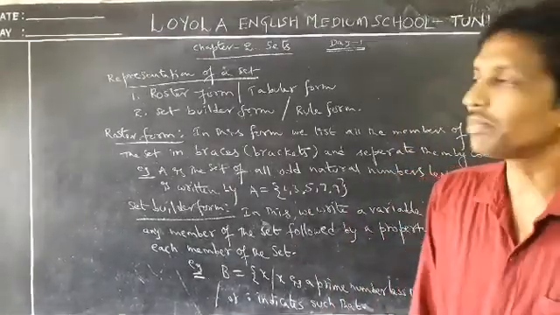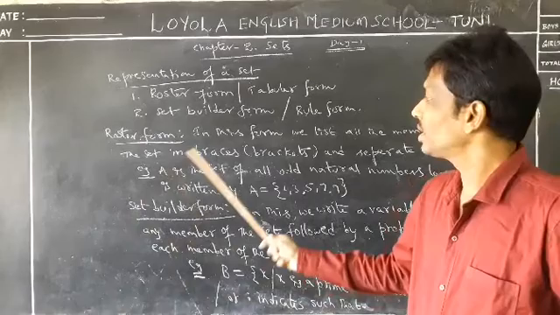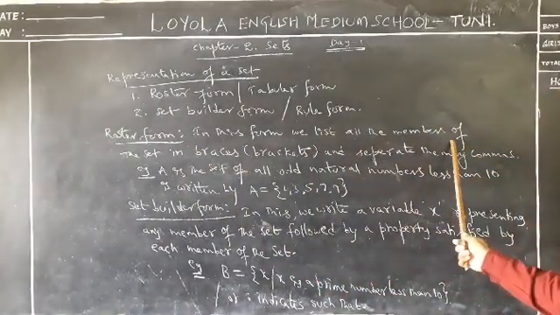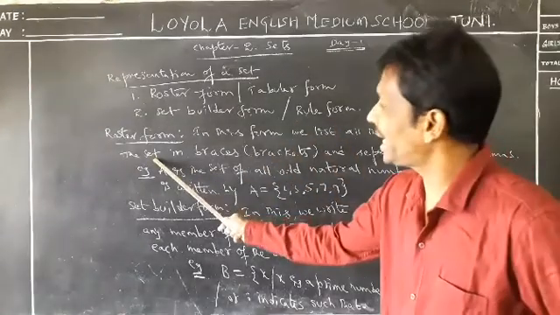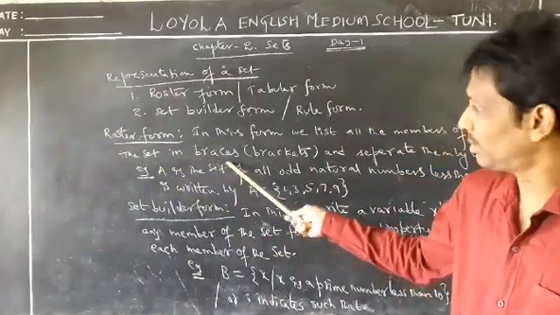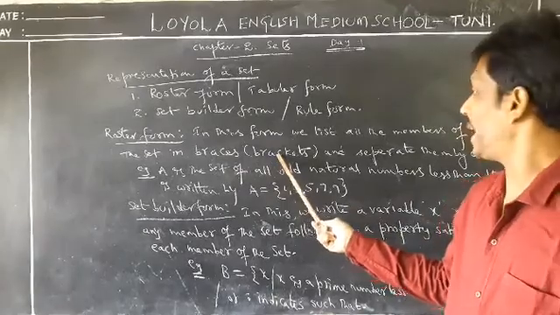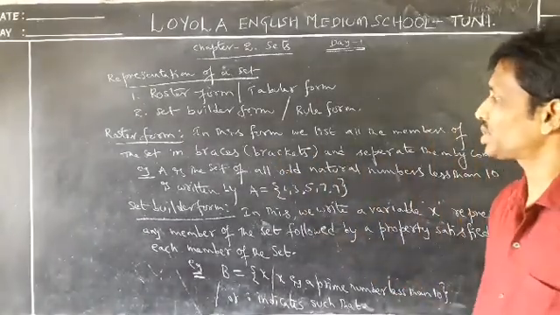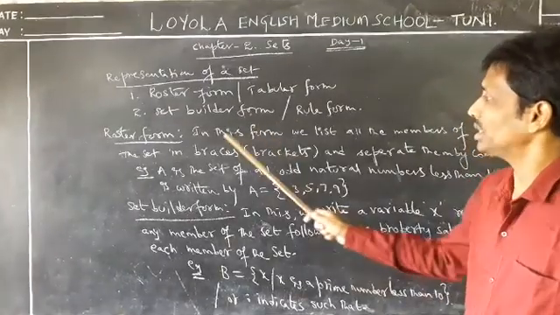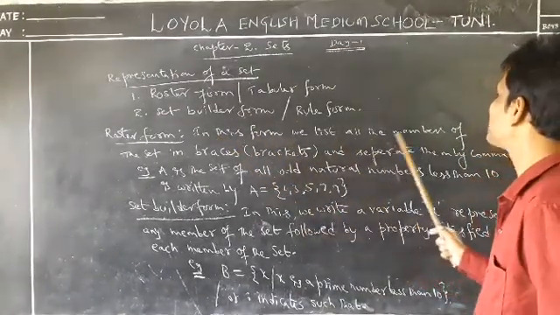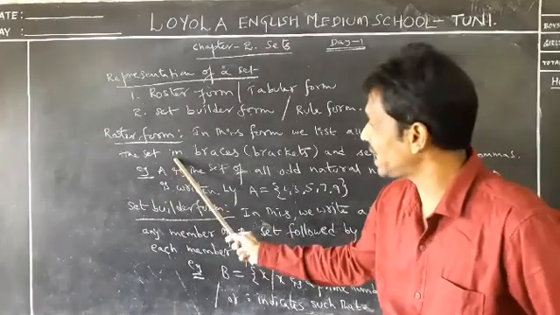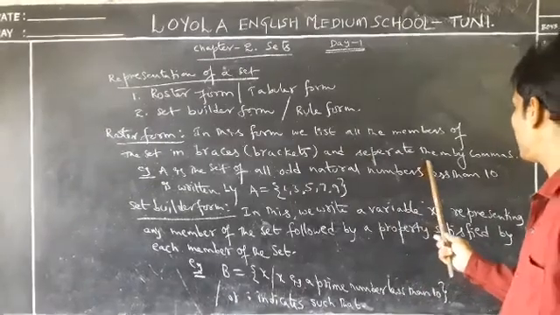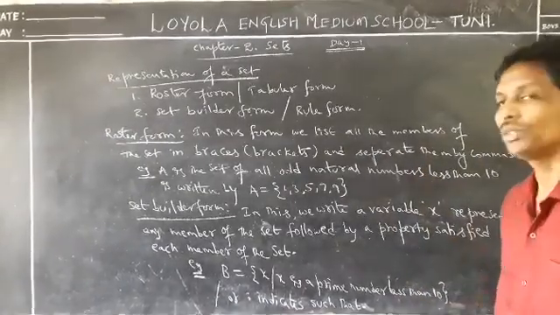Let us see what is meant by roster form. In this form, we list all the members of the set in braces. Braces means it is nothing but brackets, and separate them by using commas. Once again, in this form we list all the members of the set in braces or brackets and separate them by using commas.